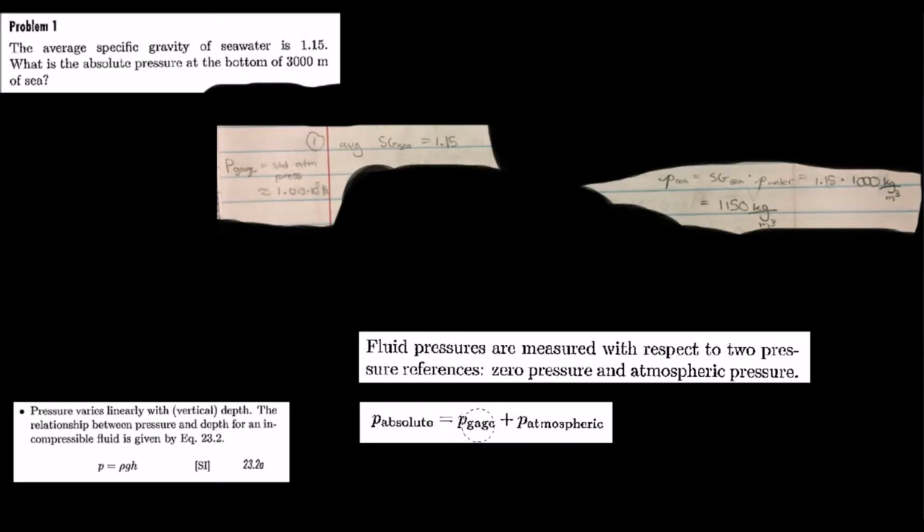So gauge pressure would be like when you're using a pressure gauge for car tires. So you take your absolute pressure minus your atmospheric pressure. That's why we read tire pressures as a smaller number. Otherwise, if we accounted for atmospheric pressure, the number would be really large.